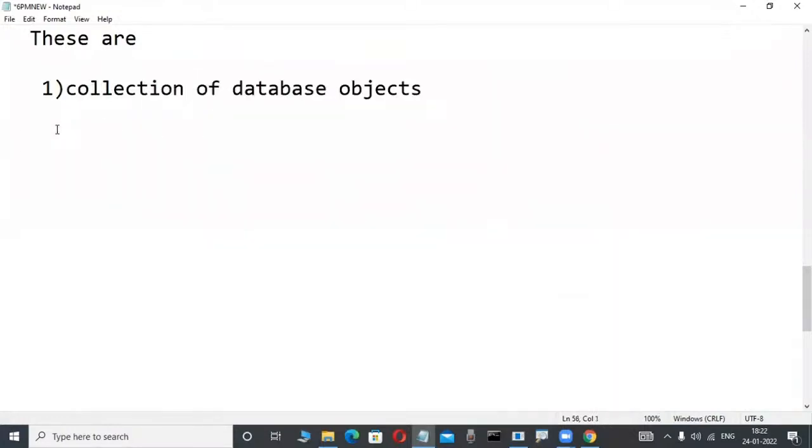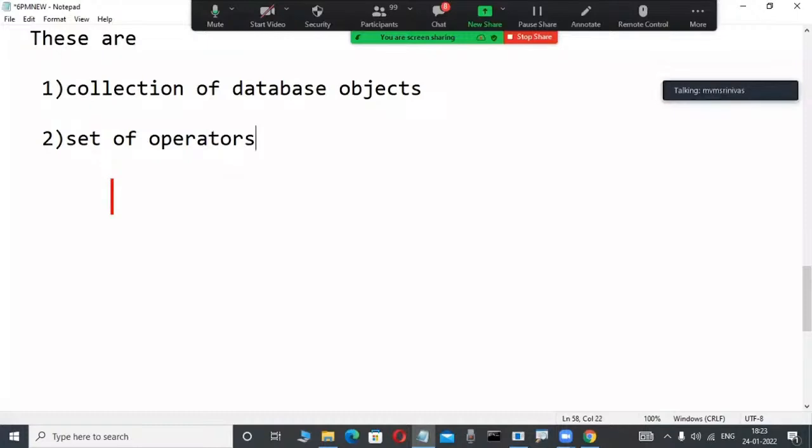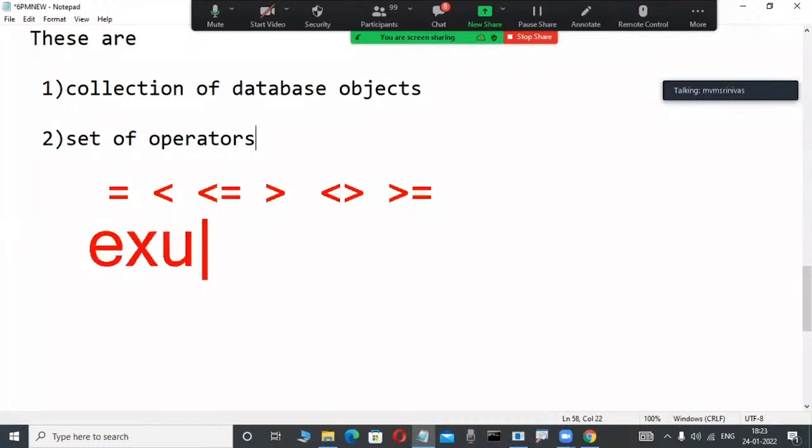In our courses we are learning not only the collection of database objects. In any relational data model product, another easy concept is there: a set of operators. Operators means, as in C or Java, equal to, less than or equal to, greater than or equal to, not equal to. These types of operators are there. But we are thinking not only of these; in every relational data model there are different operators. Suppose EXISTS is an operator.